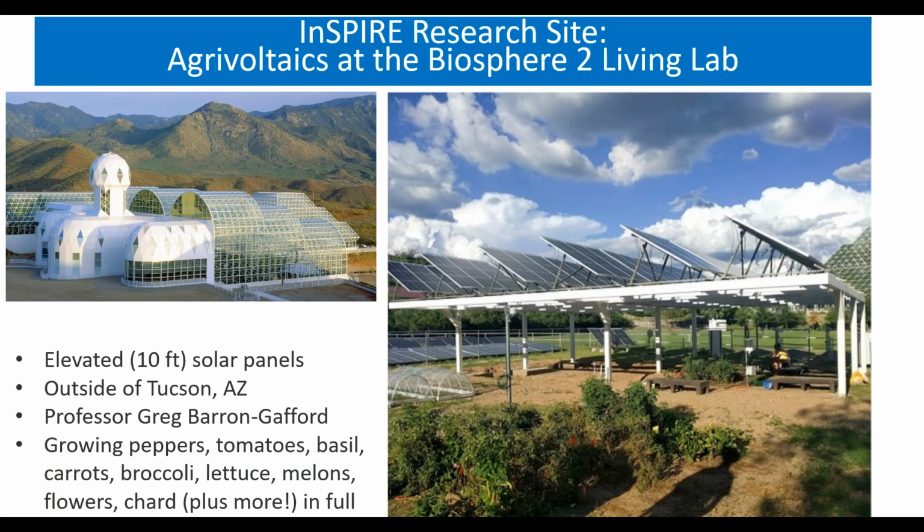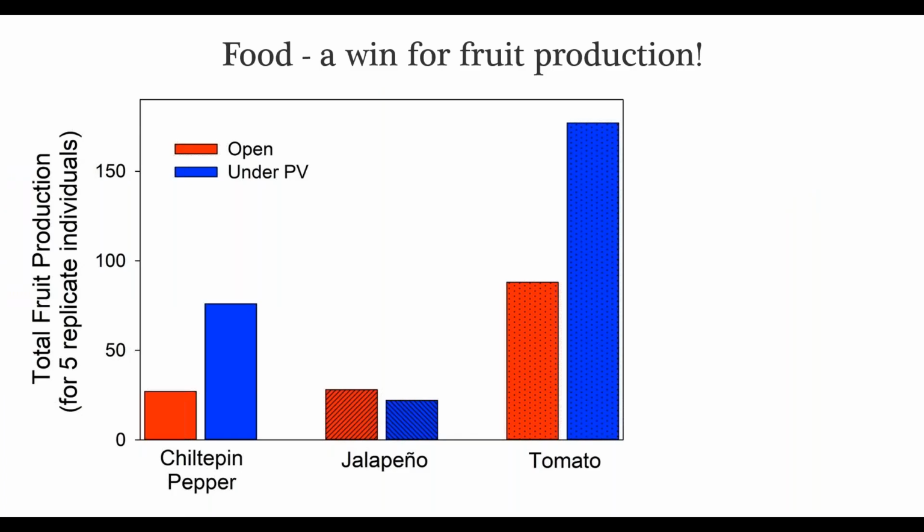Here we are also growing agricultural crops underneath elevated panels, a wide variety of crops, and we recently published a paper highlighting some of the exciting things that we're seeing in this arid environment. And one of those is for food production. So we grew peppers and different types of peppers and tomatoes underneath the arrays.